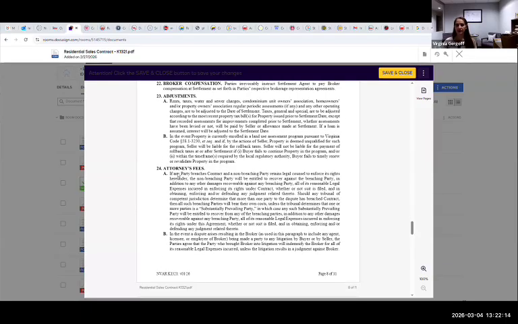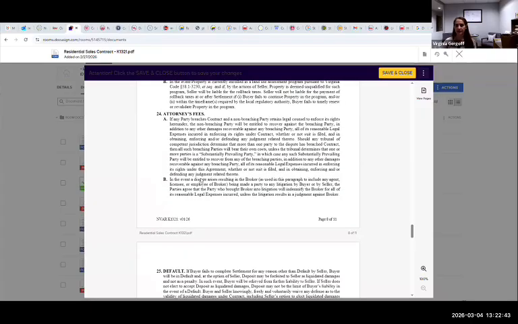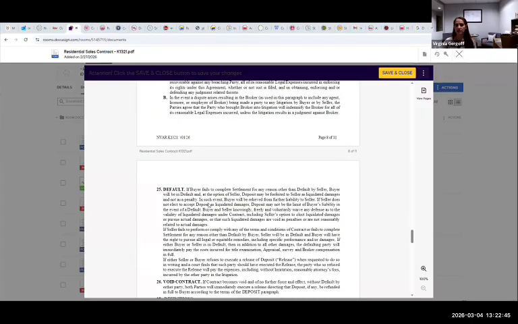Attorney's fees: if any party breaches the contract and a non-breaching party retains legal counsel to enforce its rights, the non-breaching party will be entitled to recover against the breaching party, in addition to any other damages recoverable against any breaching party. So make sure that they understand this, right? All these legal provisions, we're not going to read them line by line, but it's important that you read them with them and that they understand these provisions.